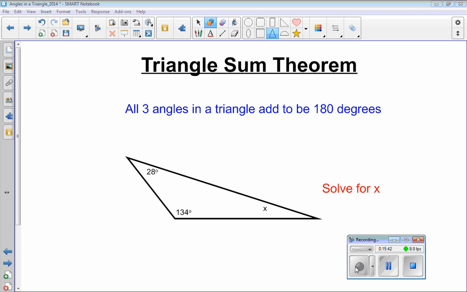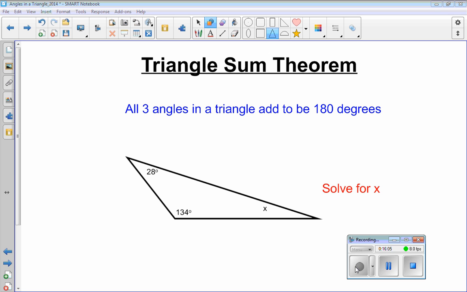I'm always amazed that you guys just believe me. You just say, oh, okay, all the angles are 180. I'm going to prove it to you, because I don't think it's fair for you to take it at face value. Do you agree this is a triangle that I'm showing you? Yeah. It can be any triangle, it doesn't matter.